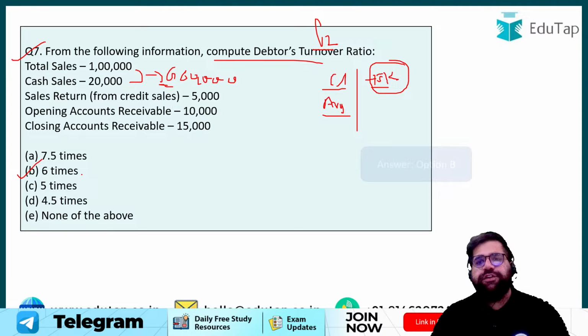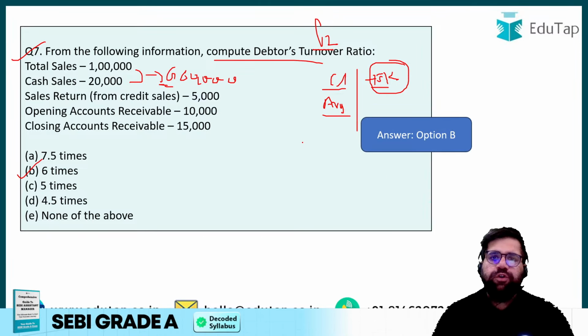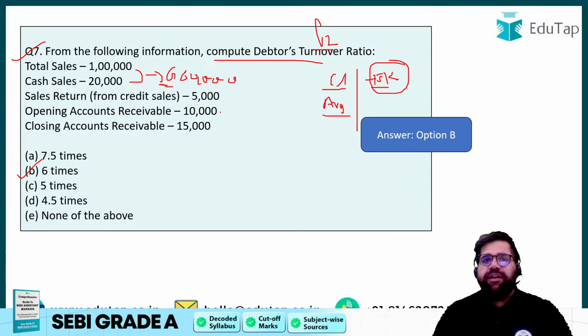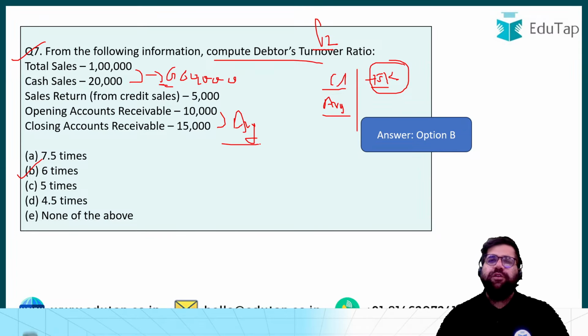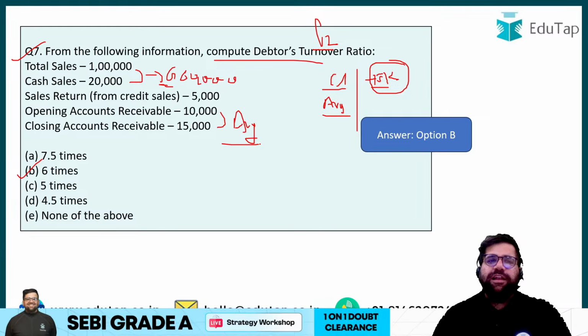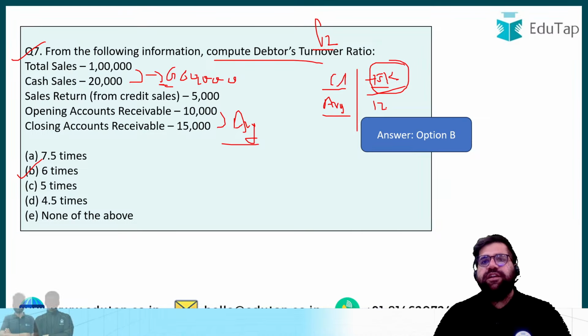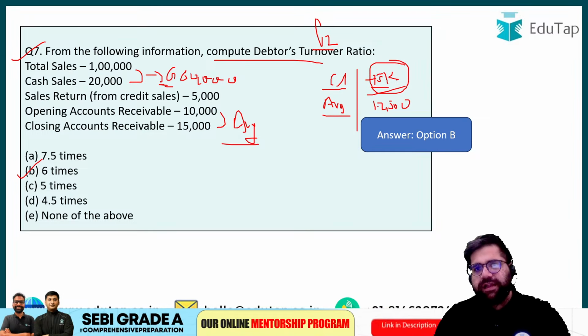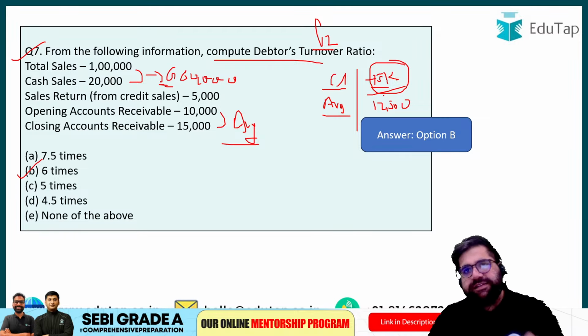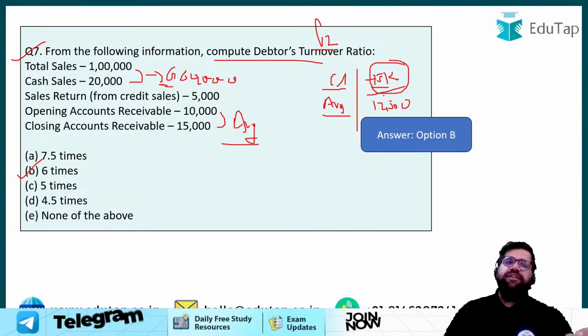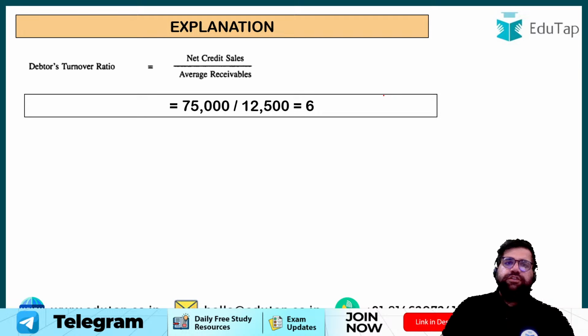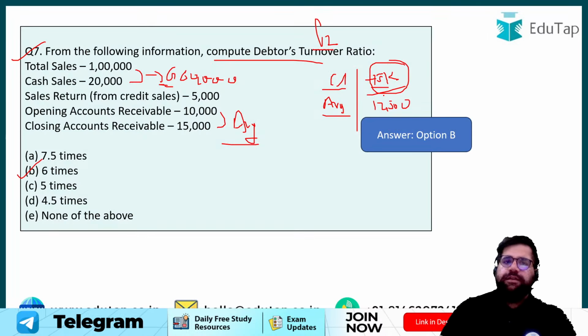So the correct answer over here is option number B. I hope you are also solving. In the denominator we have to take average debtors. This is like the ratios chapter. You should know ratios, right? Now average debtors is 10 plus 15, 25 by 2, is 12,500. So 12,500 will go into the denominator. Once you solve this fraction, 75,000 by 12,500 will be 6. Okay. So the seventh answer is option number B.